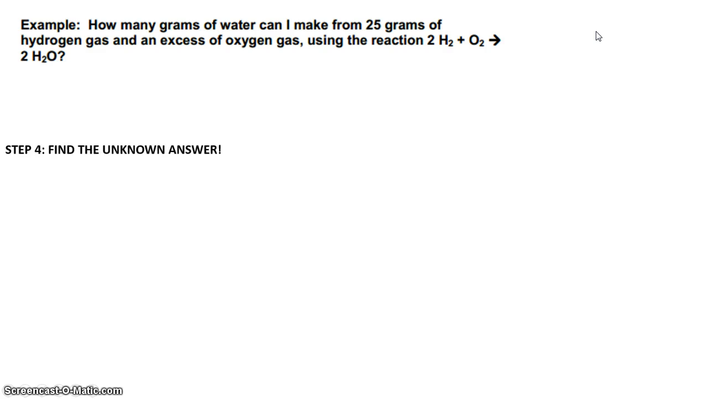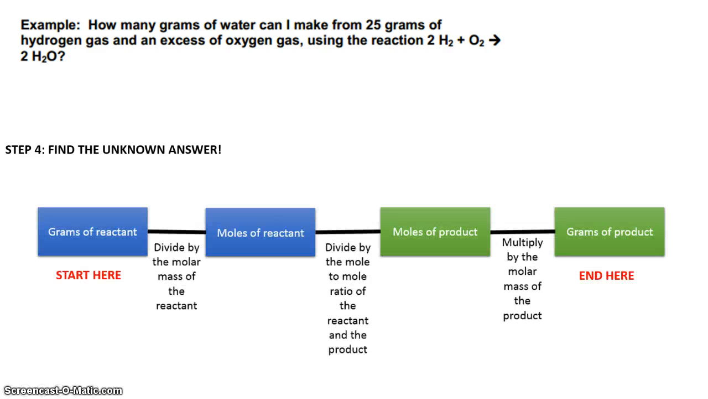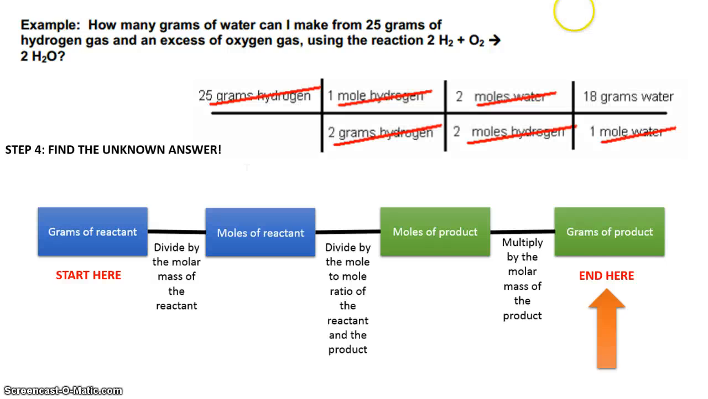Step 4 finally gets us to our unknown answer. We'll put up our diagram again. We have moles of product, or moles of water, and we just have to convert that to grams of product. So how would I do that? Well, I'll put this back up here. I had 2 moles of water from the last step. Now I'm going to look up the molar mass of water, which is 18 grams of water per mole. Mole goes on the bottom because I want to cancel the units moles of water, and 18 grams of water goes up top.